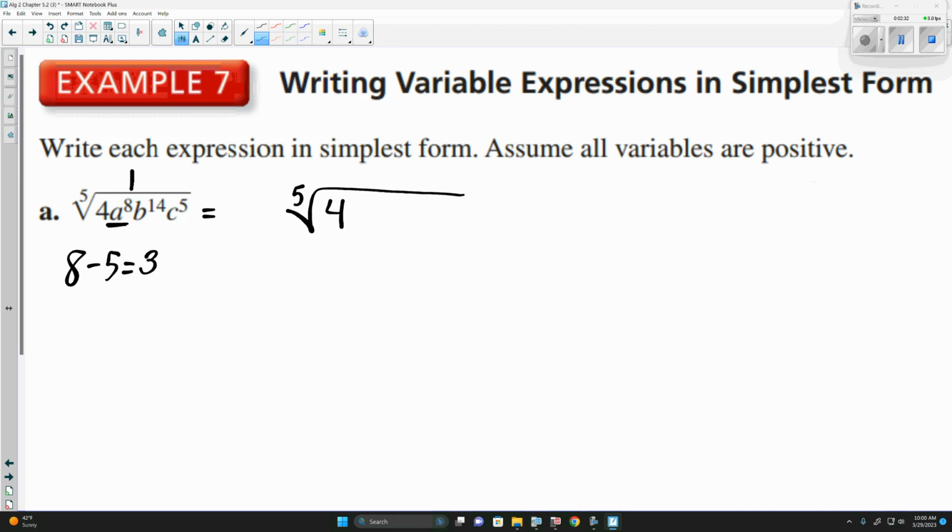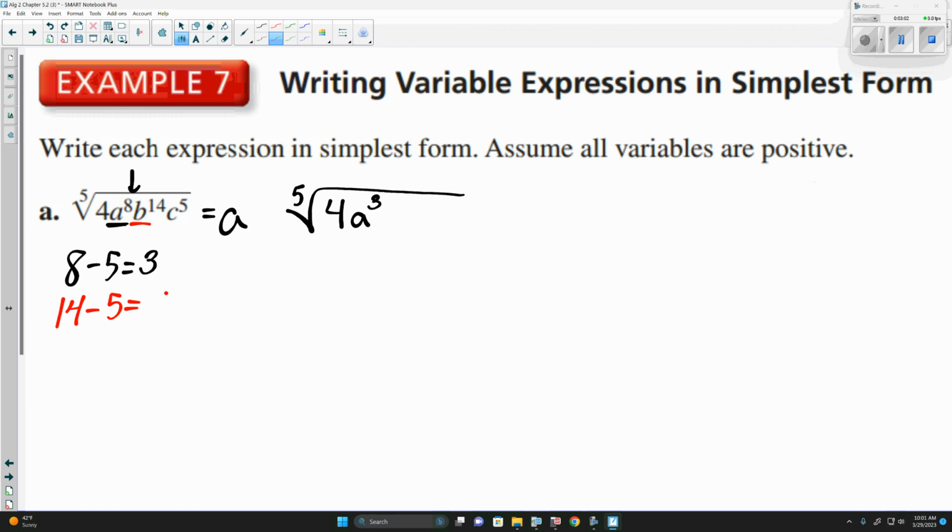So the power is 8, and we can take out groups of 5 from it. So we can take out one group of 5 a's, which will just be a to the first, because we're taking the fifth root of it. And since we can't take it again, that means we have 3 left inside the radical. Questions on this here?